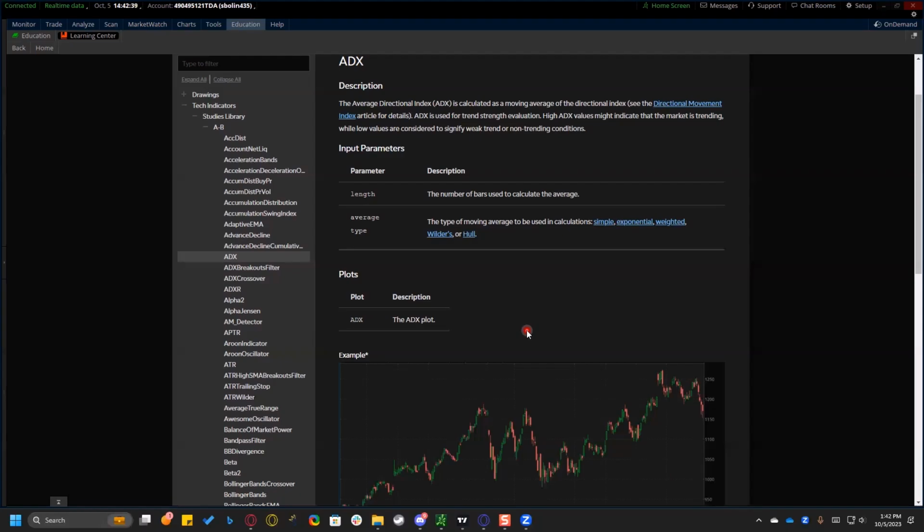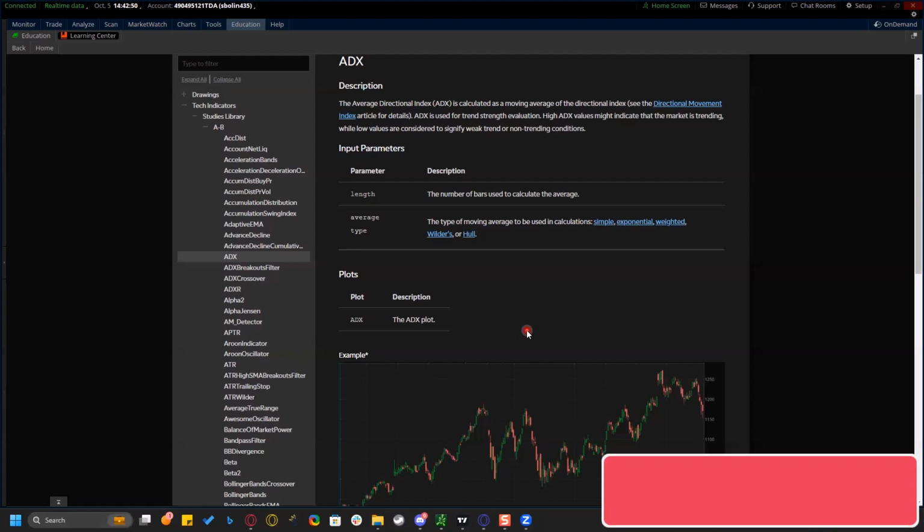One of the things I think we want to do when we modify it is make it obvious that it's measuring the strength of a downtrend or the strength of an uptrend. That way the signals don't seem so confusing.